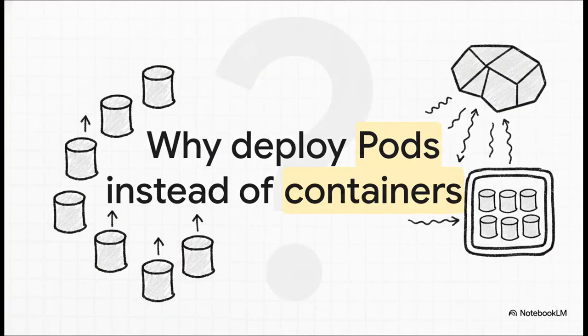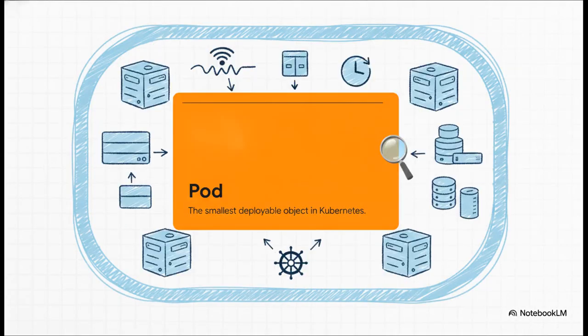So this begs a really big, logical question. If containers are the things actually running our applications, why on earth does Kubernetes deploy pods instead of just deploying the individual containers directly? Like, why add a whole other layer of abstraction? To understand that, think of a pod as a wrapper. It's a wrapper around one or more containers that are deployed together as a package deal.